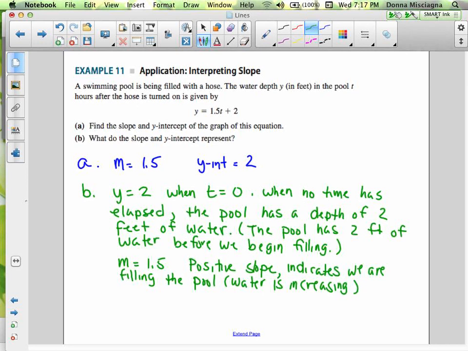All right, but how much are we filling the pool? All right, so let's look at our units here. Remember, slope is change in y over change in, in this case, change in t. I'll put that over here. Actually, I'll put it in red. Slope is change in y over change in t. Y is measured in feet. And time is in hours.